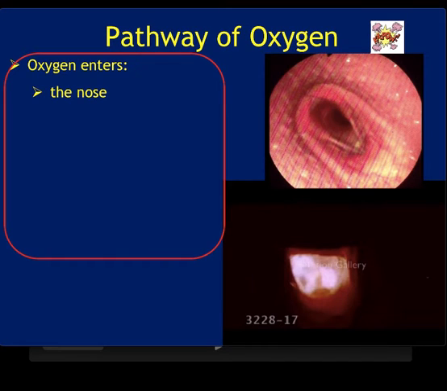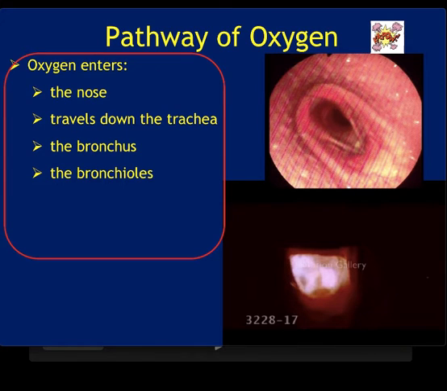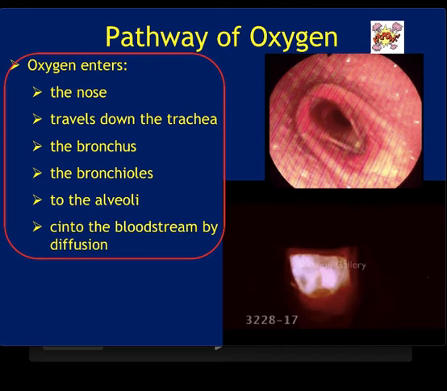Now, in terms of our pathway, oxygen enters our nose. Where does it go next? It goes down through the trachea, into the bronchus, into the bronchioles, and finally to the alveoli. And from there, it's going to go into your bloodstream, and the manner with which it moves oxygen in and carbon dioxide and water vapor out is by diffusion. And we will talk a little bit more about gas exchange the next day.